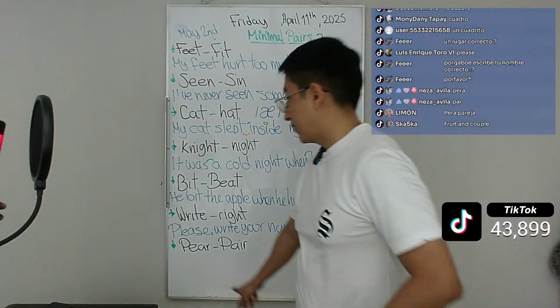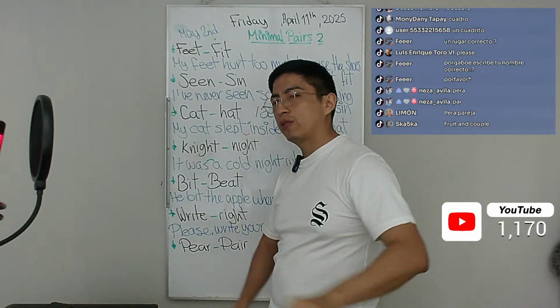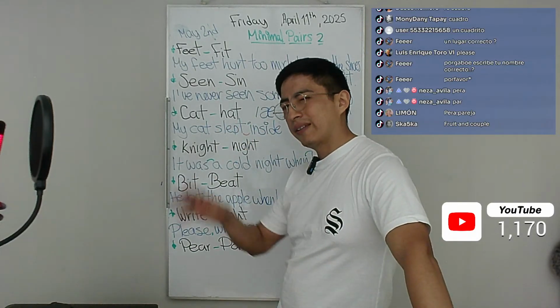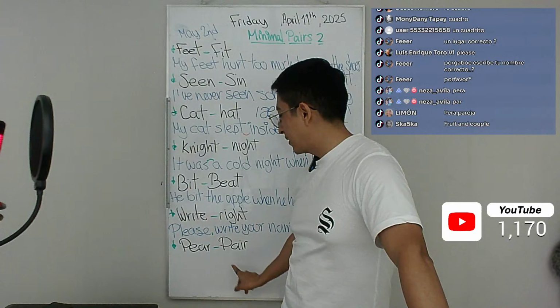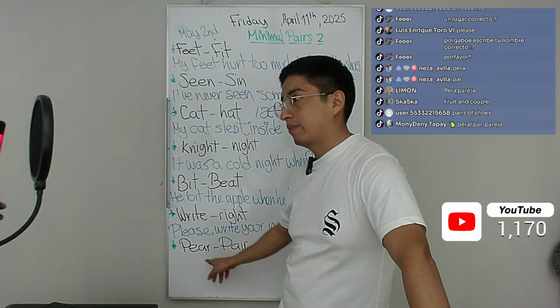Yes, this is a fruit. Pear is a fruit, a green fruit that has a lot of curves. And then we have here pair, pair, and pear. Okay, pear and pair.